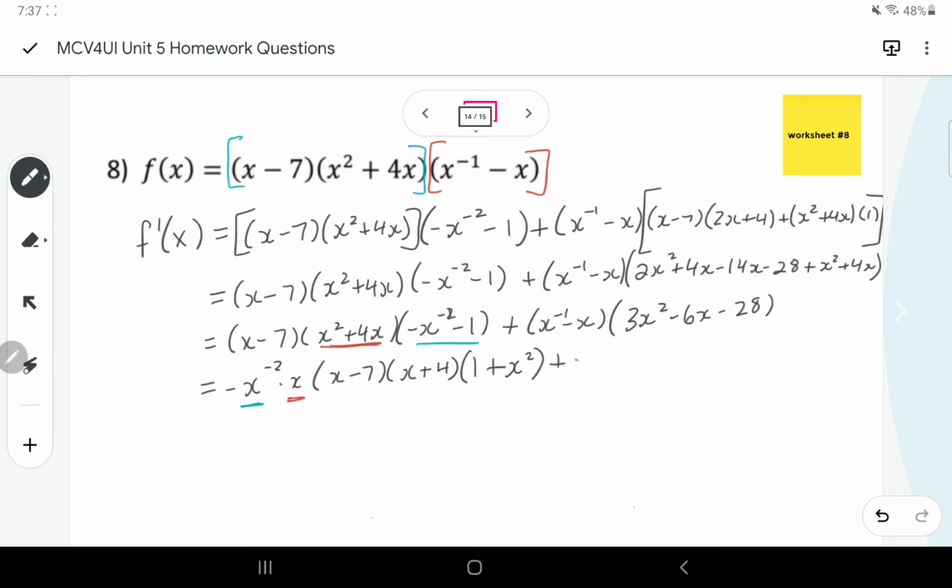And I'll do a similar thing here, x to the negative 1. So this would be 1 minus, and that would also be x squared. 3x squared minus 6x minus 28. I think I got that all right.